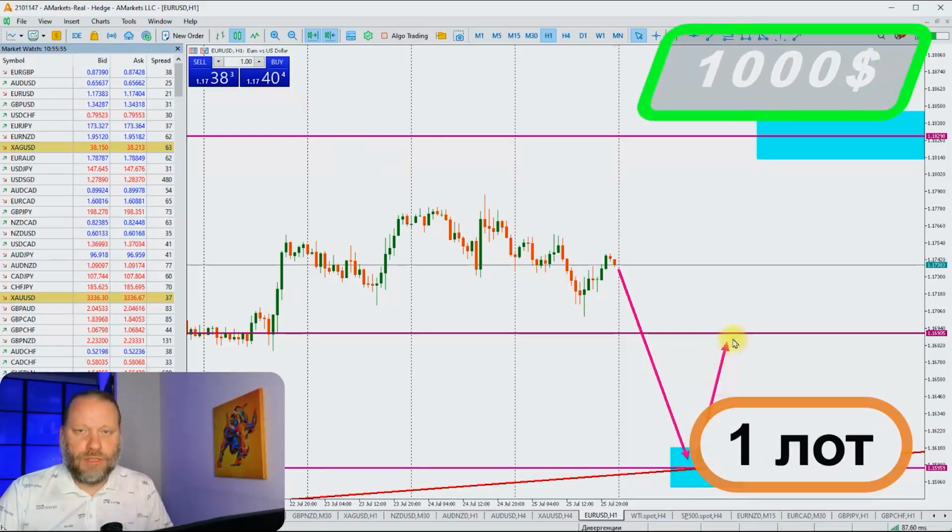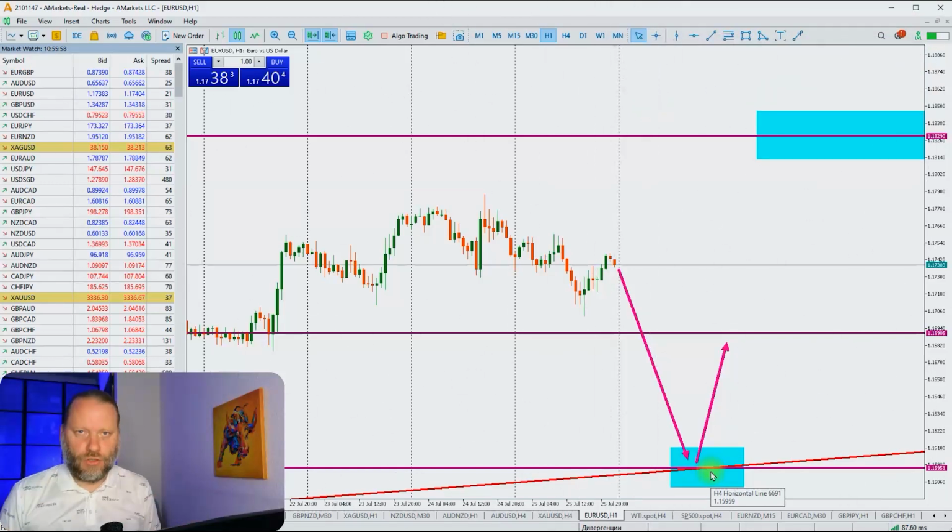So if the price passes this distance, you will earn $1,000 when trading with one lot. If you have a deposit of $1,000, respectively, you will double your deposit. That's it. If you have a deposit of $100, you will earn $1,000 when trading with the same one lot.